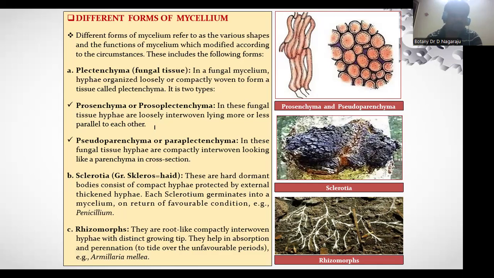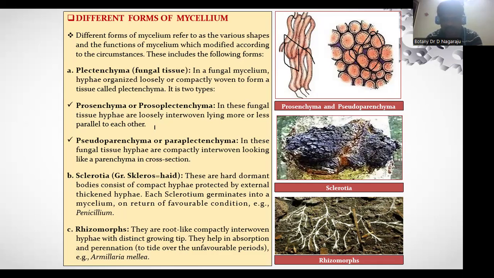You see, where it is. These are the prosenchyma, loosely arranged. If tightly arranged, that is pseudoparenchyma. You see, sclerotia. Okay, how is it? Sclerotia are hard, dormant bodies upon the host, and rhizomorphs.